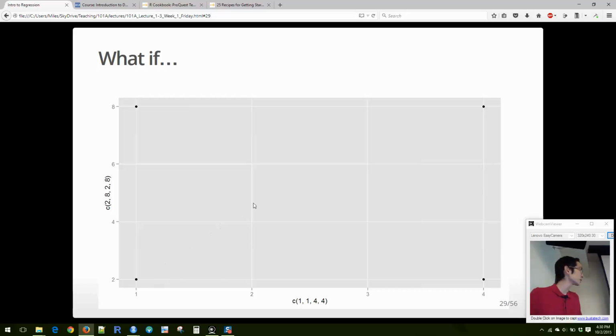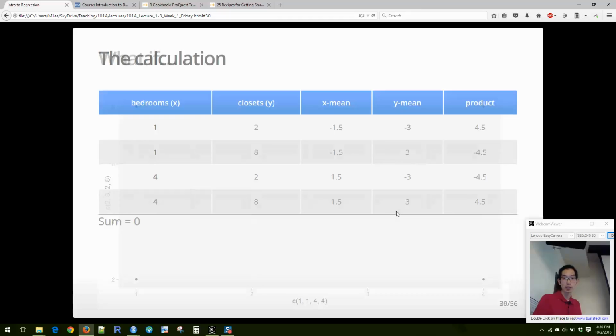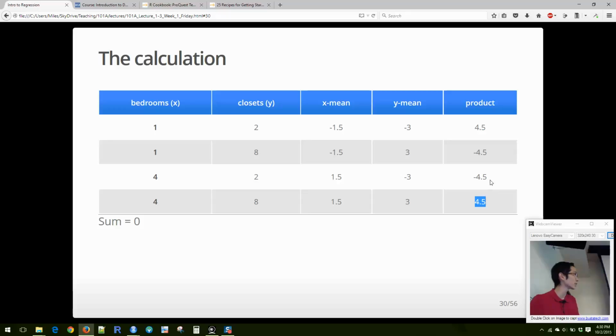Because the positive amounts contributed by these 2 points will be canceled out by the negative amounts contributed by these 2 points. And we can see this if we did the sum of the products, just that part: the positives and negatives all cancel each other out, and you get a sum of 0.